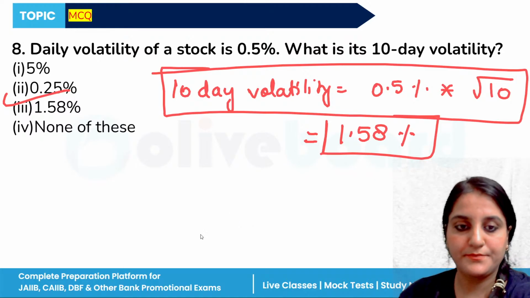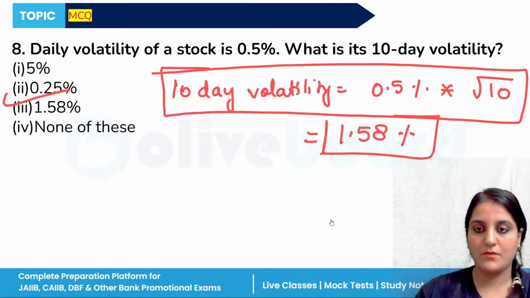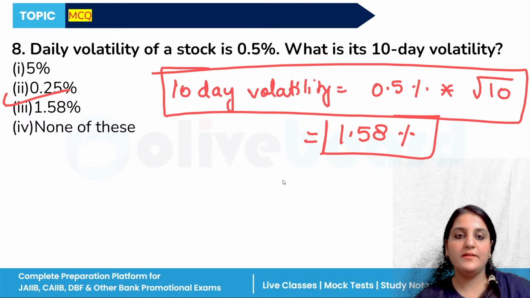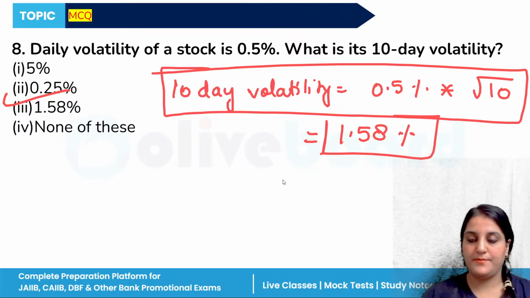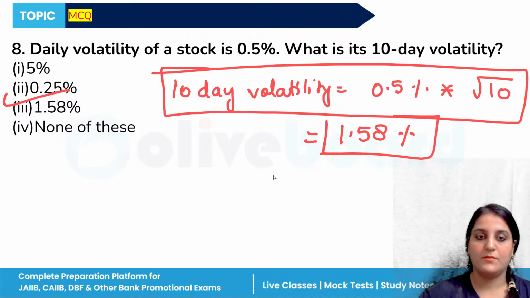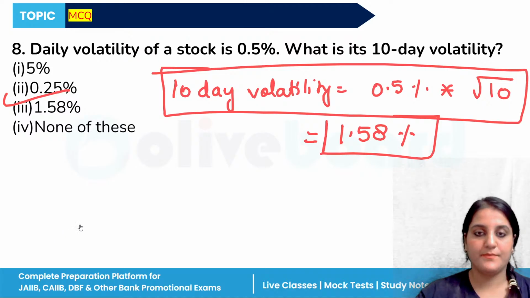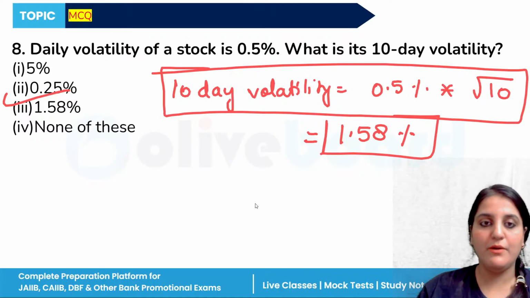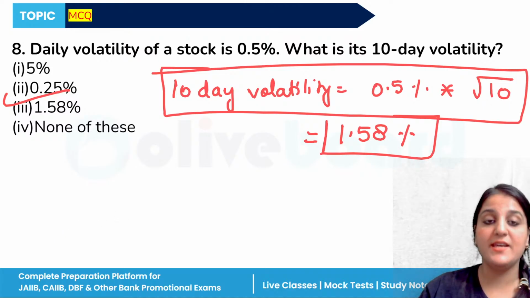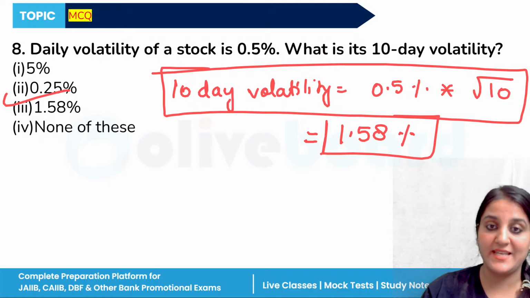Understood? Not Abizar, here the third option is correct. Hope you understand what I am trying to say here. The third option is correct, not second.